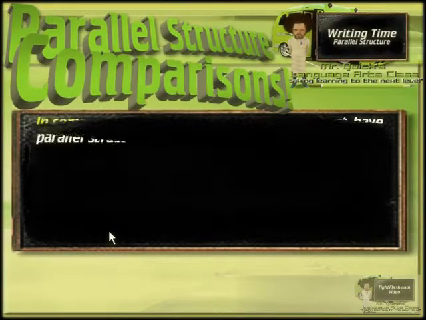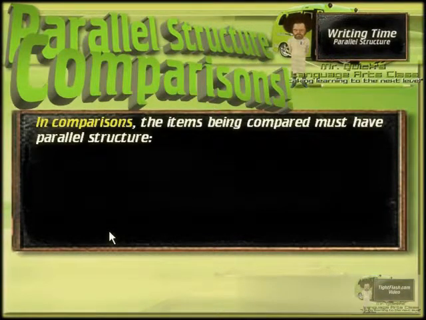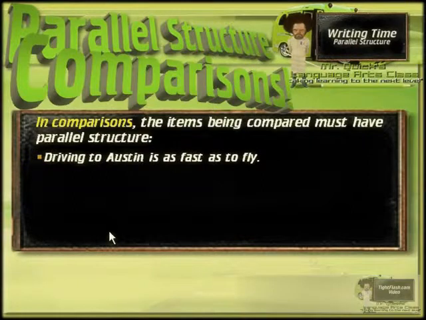Let us continue here. Comparisons. In comparisons, the items being compared must, of course, be in parallel structure. That's going to cause confusion if it is not. For instance, driving to Austin is as fast as to fly. So here we're comparing two things.